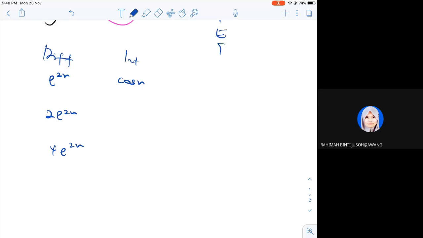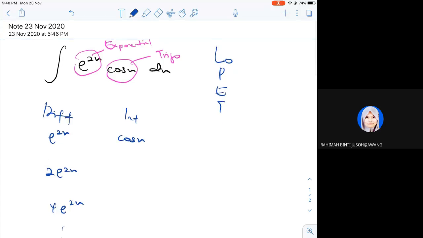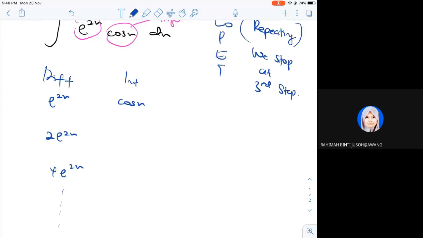So we don't get 0, right? Tak dapat 0 tu. You kena terus pula buat seterusnya. So, this is for the case of repeating case. Nama dia repeating case. Dia berulang-ulang. So, for the case of repeating, we stop at the third step.